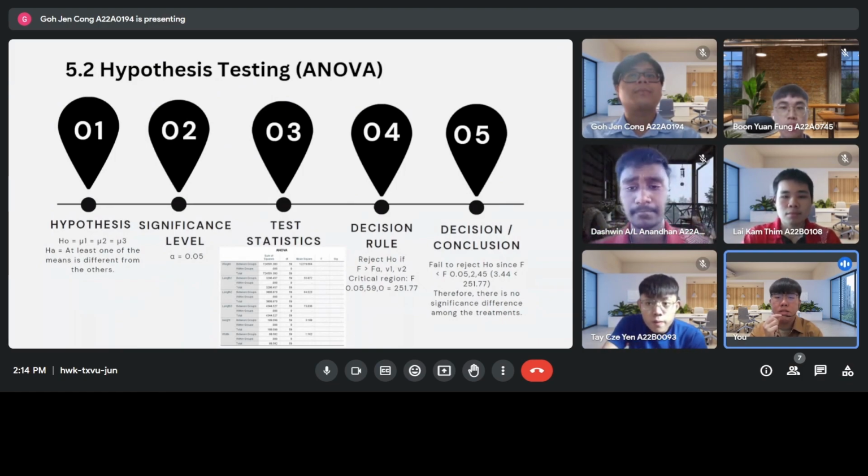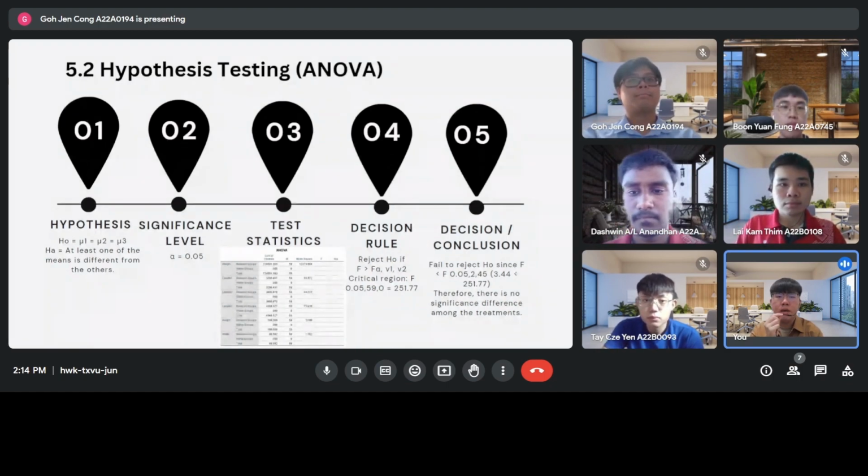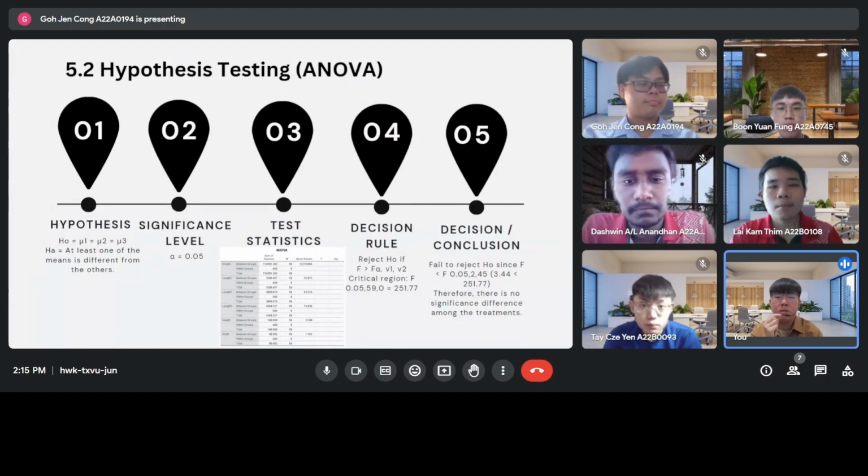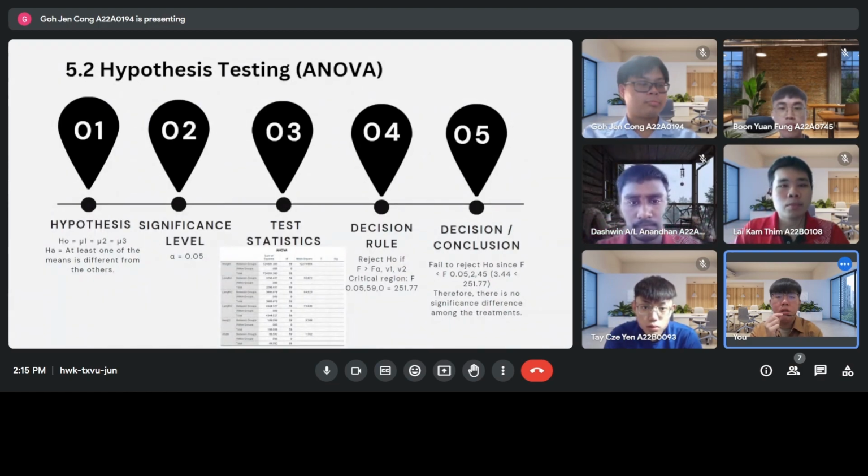The first one is hypothesis. It is H0: mu1 equals mu2 equals mu3. And HA is at least one of the means is different from the others. Step 2 is significance level, which is alpha equals 0.05. Step 3 is test statistics. We use SPSS to calculate, as the picture shows. Step 4, decision rule, which is reject H0 if F is greater than F alpha, nu1, nu2. Critical region is F 0.05, 59, 0 is equal to 251.77.